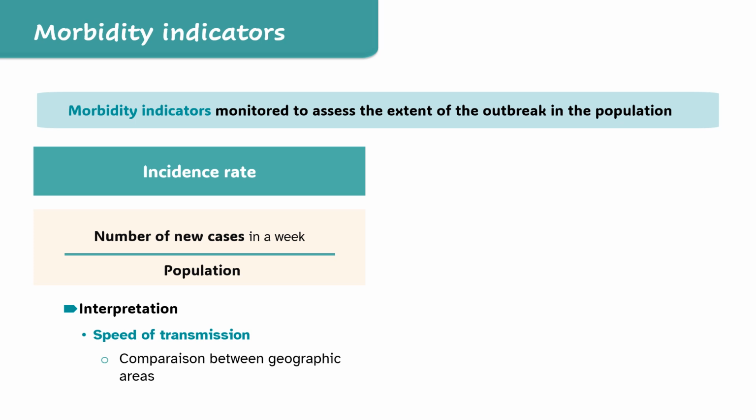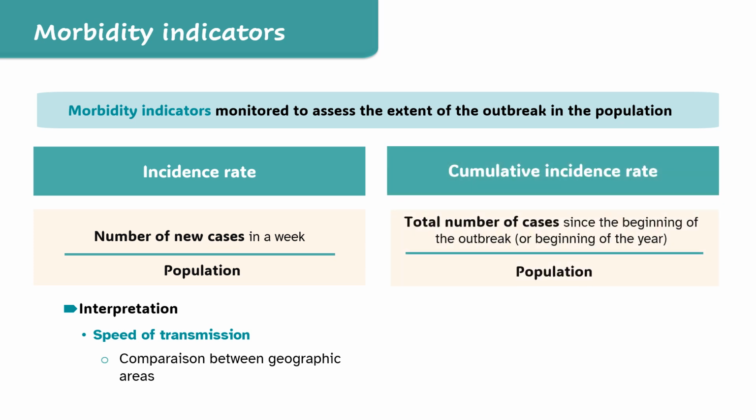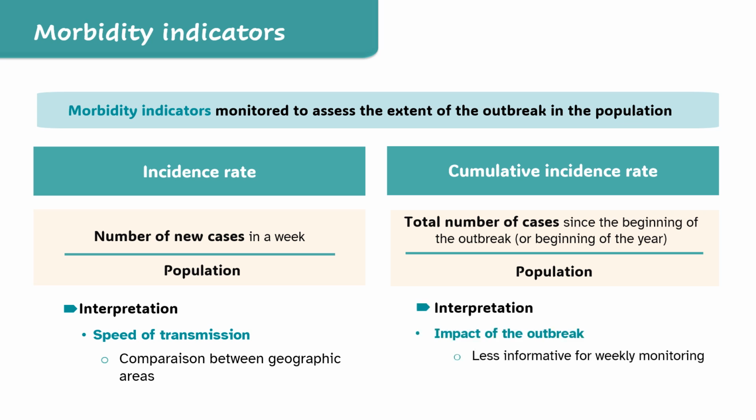Another common morbidity indicator is the cumulative incidence rate. It is calculated as the total number of cases reported in a geographic area since the beginning of the outbreak or since the beginning of the year over the population living in this area. The cumulative incidence rate is insightful to assess the impact of the outbreak. However, this indicator is less informative than the incidence rate for monitoring the dynamics of an ongoing outbreak.